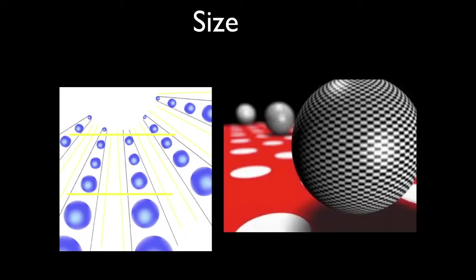So here are some examples of the way size is used. You can see the spheres that are smaller in the background. They feel like they're farther away. The next one we're going to talk about is clarity.